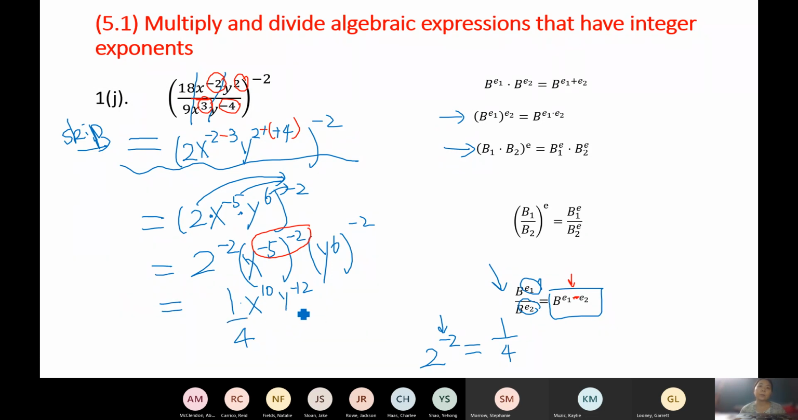Okay, so there are two ways to write down your answer. 1/4 times x to the 10th y to the -12. Or if you don't like the negatives, you can flip to the bottom, y to the 12, x to the 10. So a positive exponent stays in the numerator, and a negative exponent flips to the bottom to put together with the bottom 4 there. Okay. So these two questions are testing those formulas again, but with negative exponents.